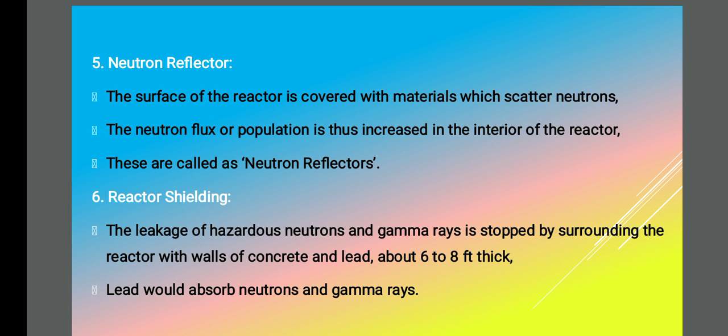So to prevent that, normally the nuclear reactor is surrounded by a thick wall made up of concrete and lead, which is about 6 to 8 feet thick. The purpose of using lead here is that lead will absorb the neutrons as well as the gamma rays. So these are the components present in a nuclear reactor.